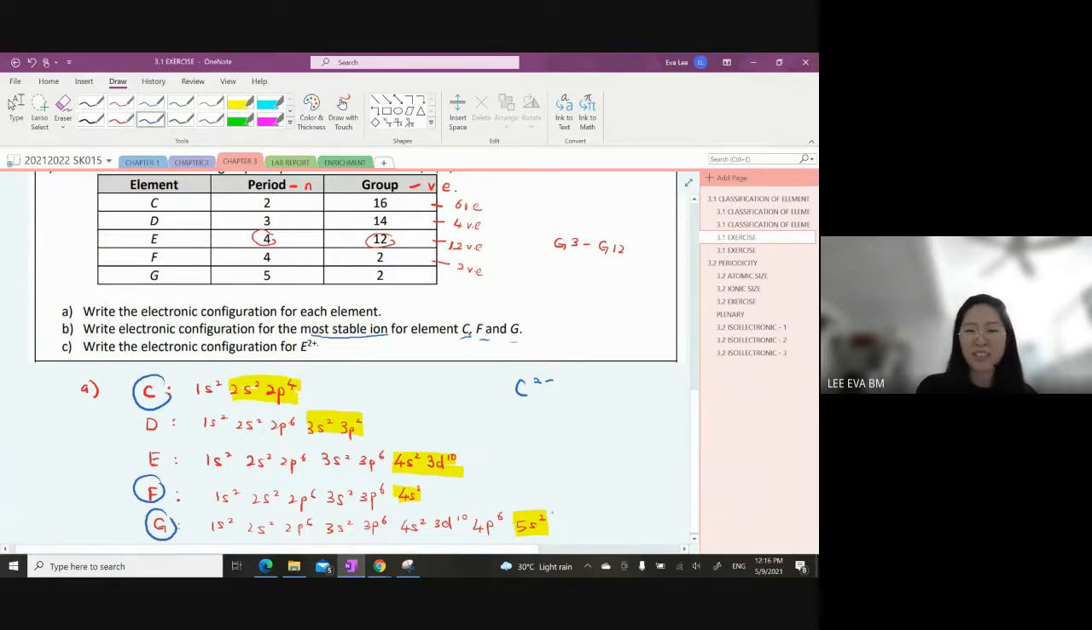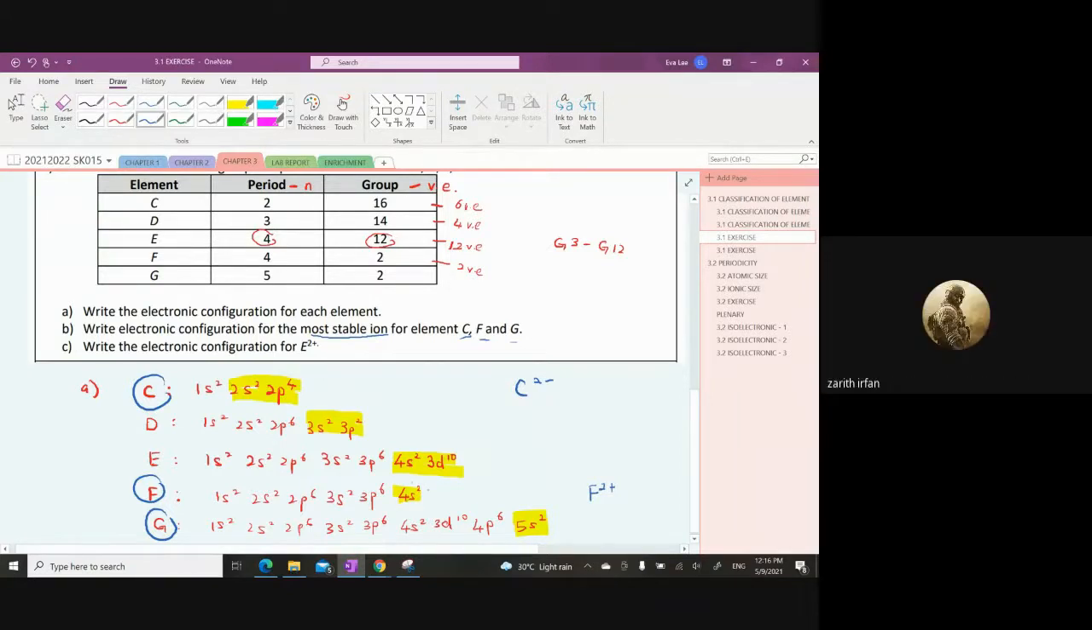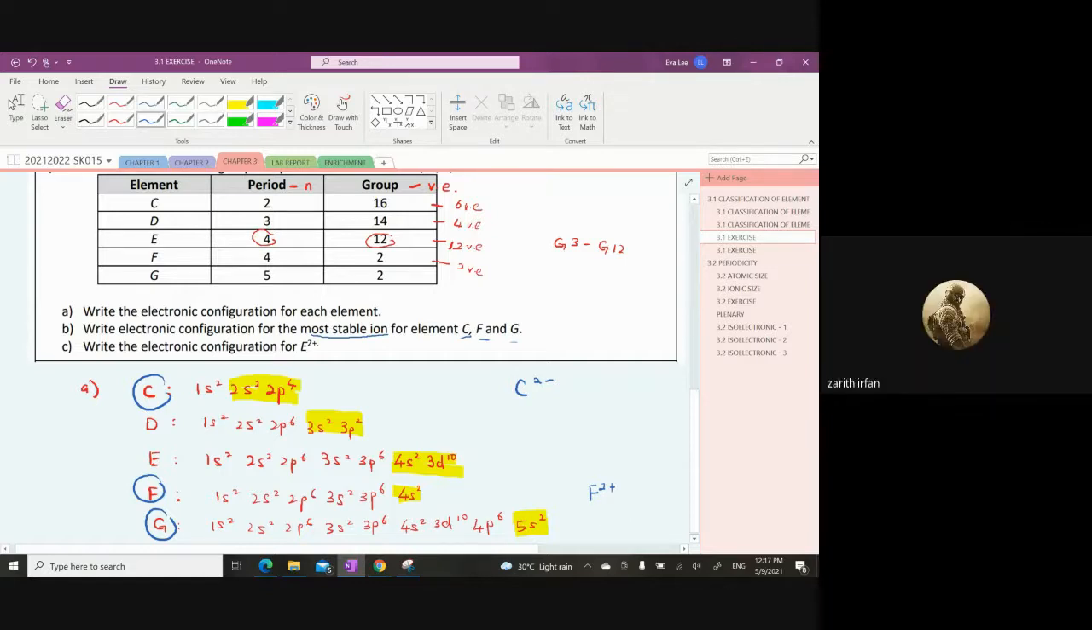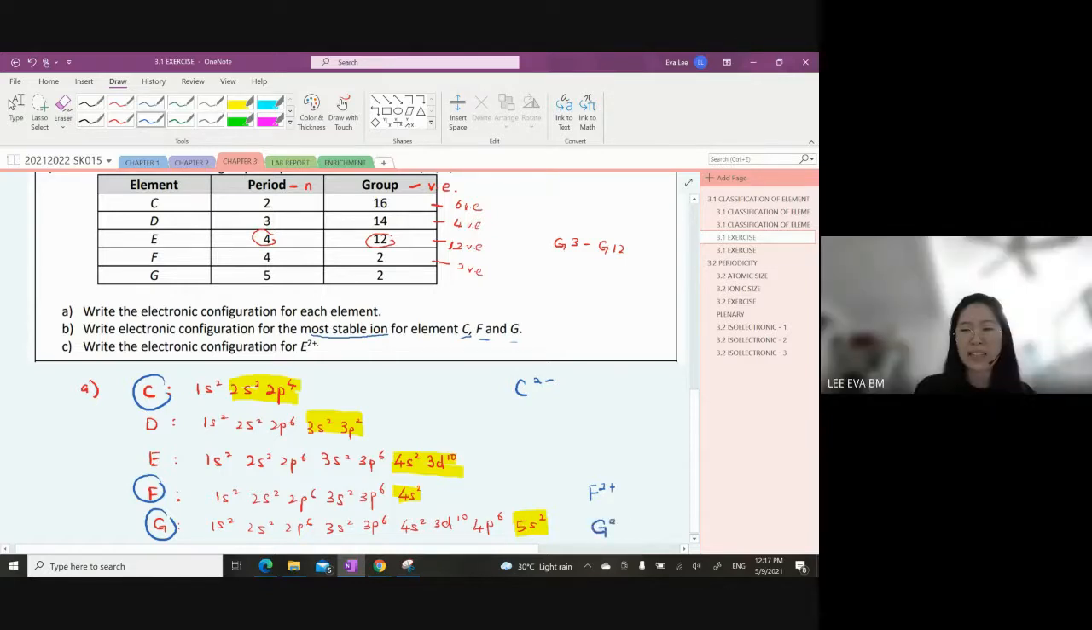How about F? F2 plus. Why F2 plus? Remove the 2 electron. So awak punya electronic configuration sampai 3p6 sahaja. So electronic configuration nanti awak tulis sendiri. Okay. How about G? What is the ion that you're going to form? G2 plus. Dia lebih kurang sama macam F lah, sebab dia punya valence electron adalah sama.